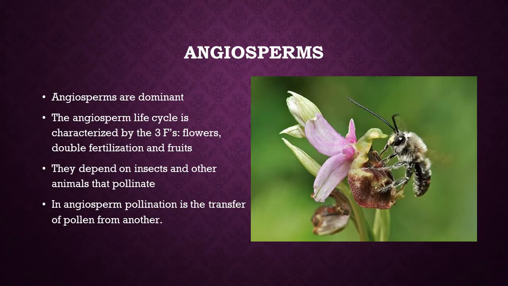Now, what are angiosperms? They are dominant, and an angiosperm's life cycle is characterized by the 3 F's: flowers, double fertilization, and fruits. They depend on insects and other animals that pollinate, and angiosperm pollination is the transfer of pollen from one plant to another, this being insects or how they pollinate.